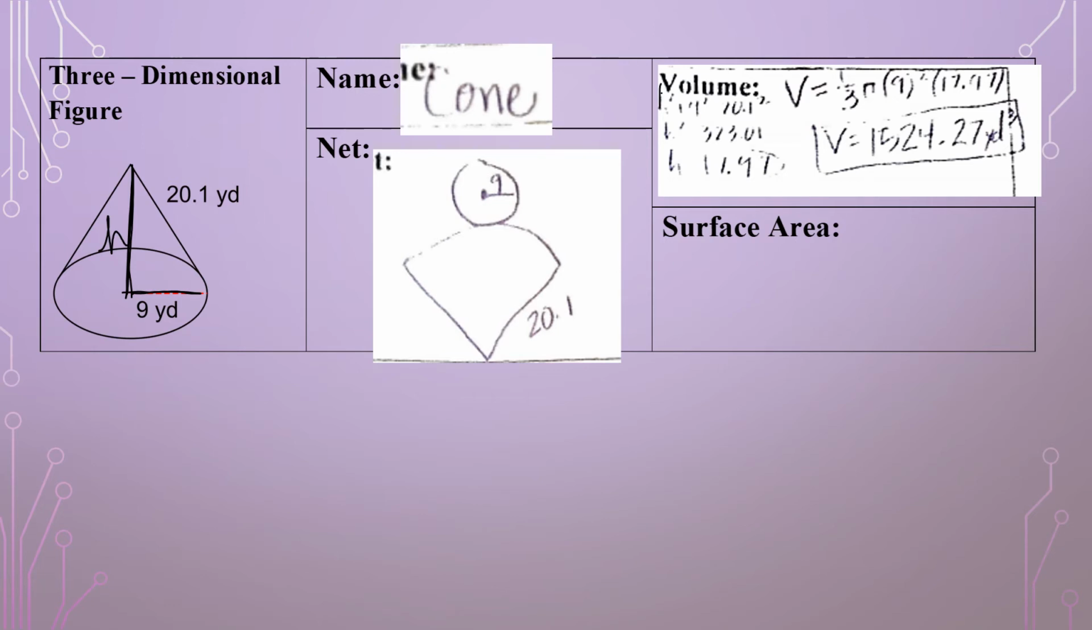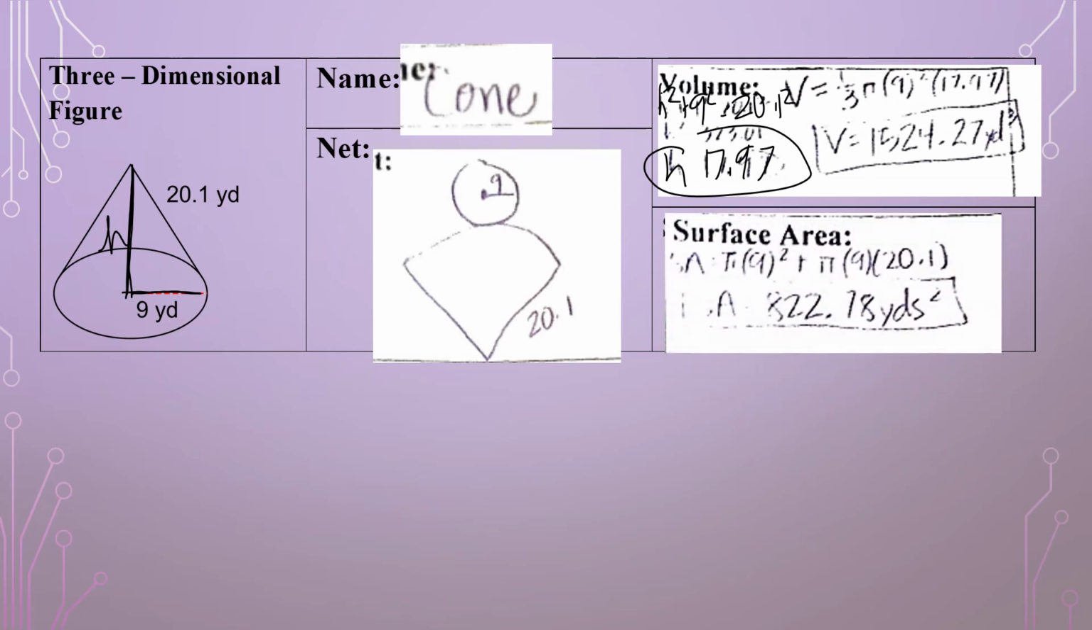It's not very clear. It's supposed to be h squared plus 9 squared equals 20.1 squared. And then you figure out what your height is, and it's 17.97. So you plug that in, you get 1/3 pi times 9 squared for the radius times the height, which is 17.97, and you get 1,524.27 yards cubed.